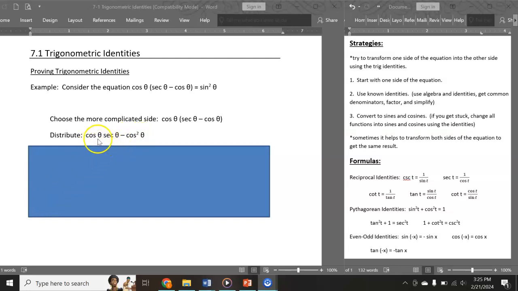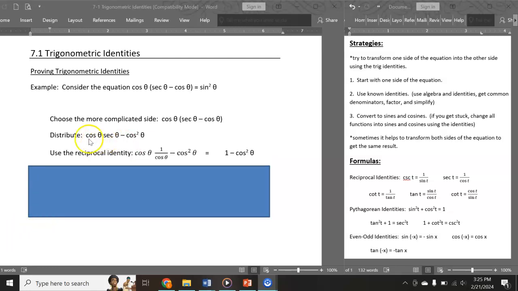Okay, now I'm going to see if I can simplify the cosine theta and secant theta. I decided that secant theta has a reciprocal identity. So secant theta is the same thing as 1 over cosine theta. And cosine theta times 1 over cosine theta is just 1. So that expression right there turns into 1. And I'm left with 1 minus cosine squared theta.